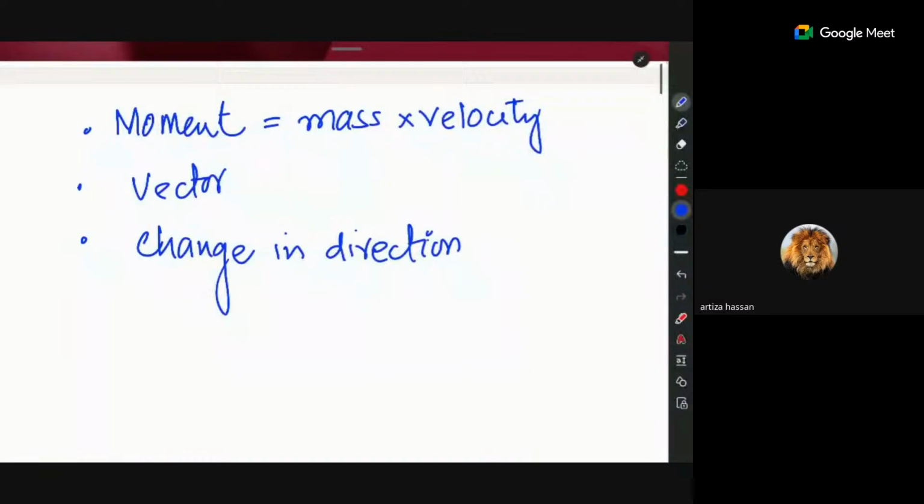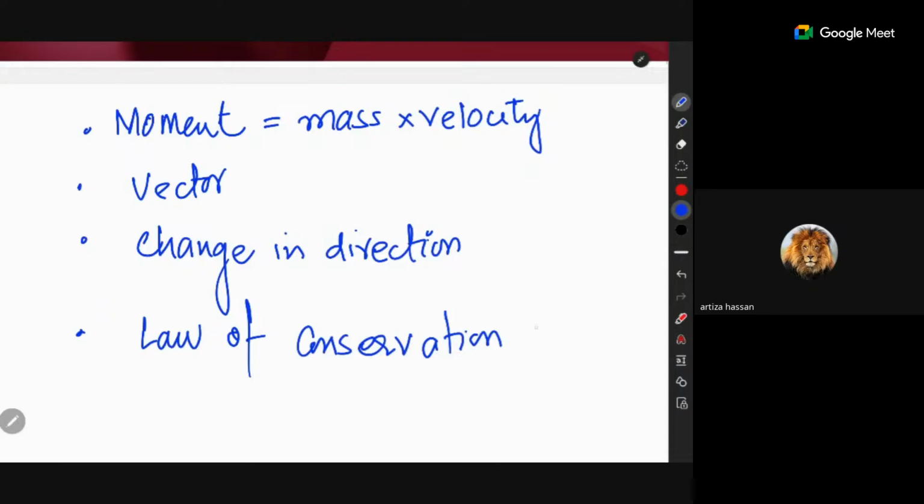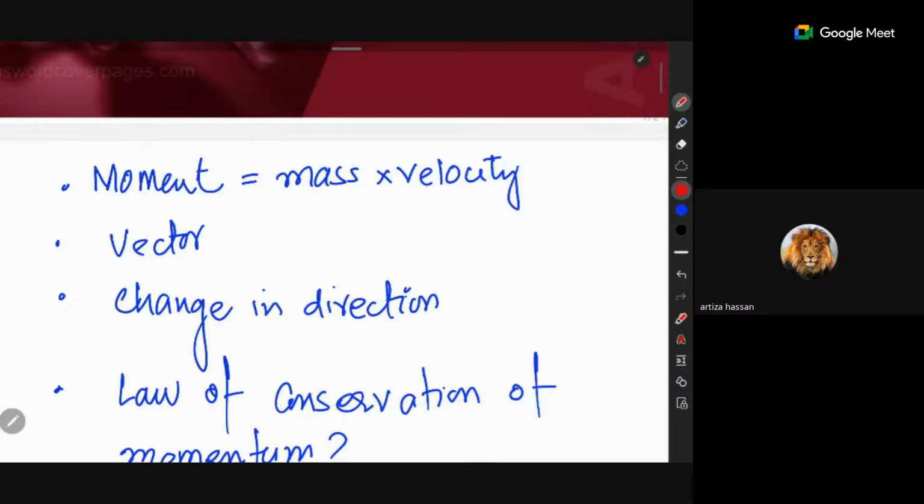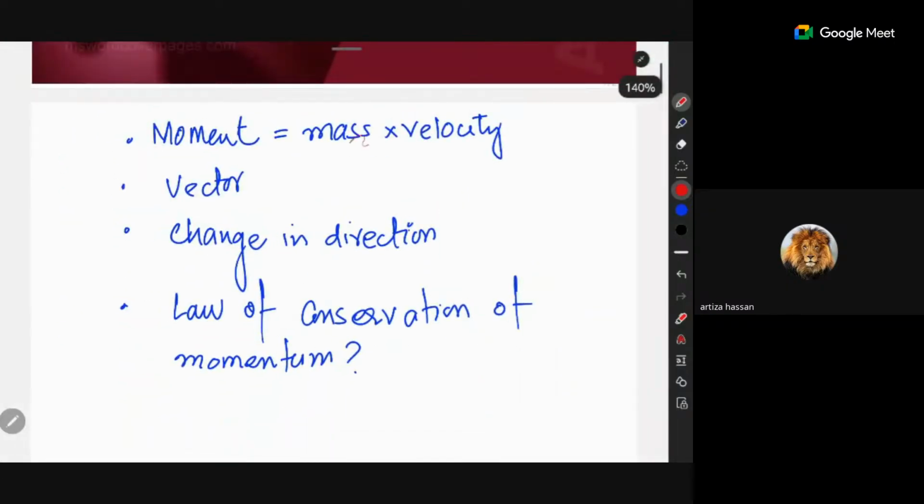Change in momentum, change in direction, and after that we will be talking about the law of conservation of momentum. Okay, now is it clear? Is my voice clear? Yes sir. Am I audible to everyone? Yes, sir. Okay, that's fine. So these are the major areas we have to discuss.